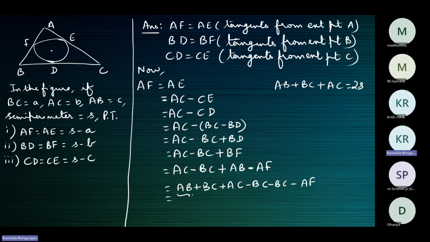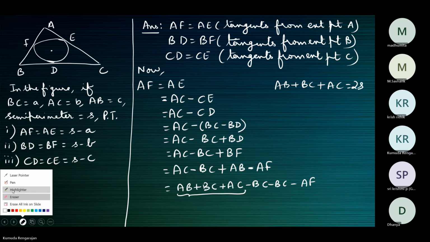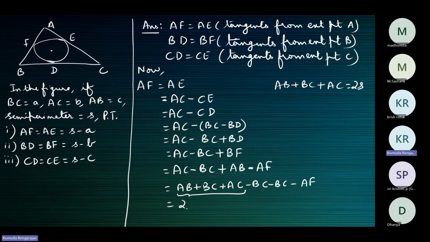So now this one is 2S. Perimeter, no? So perimeter is twice a semi-perimeter. 2S minus 2BC. And you can take the AF to the other side. AF plus AF. Bring the AF here. So you have twice AF is equal to 2S minus, what is BC given in the question, children? BC is A. So 2A.